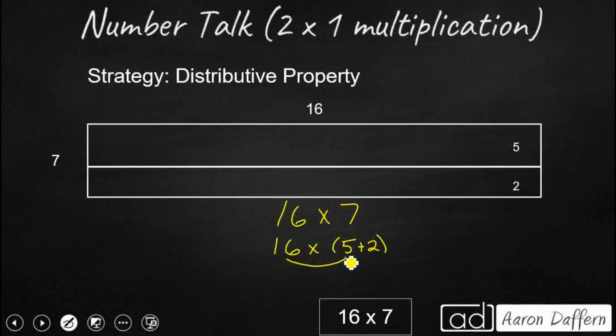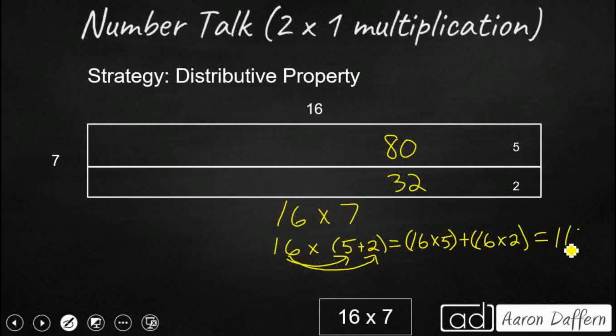So we're going to take the 16 and multiply that by the 5. So 16 times 5, that's 80, because 5 times 10 is 50, and 6 times 5 is 30. Now we have to take that 16 and distribute that out to the 2 as well. So 16 times 2. So I've got double my 16. You see how easy that is? 32. Add up the 80 and 32, and voila, 112.